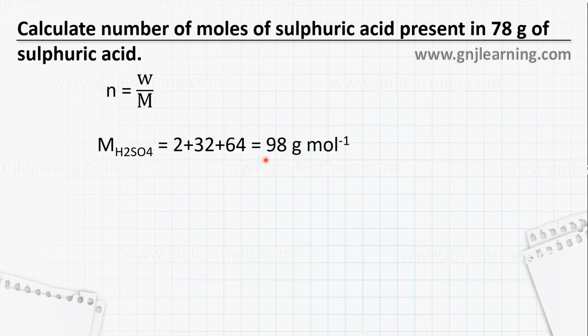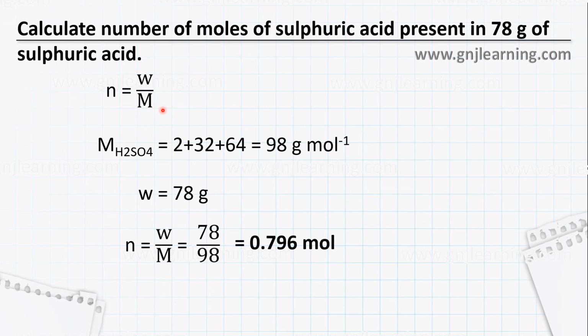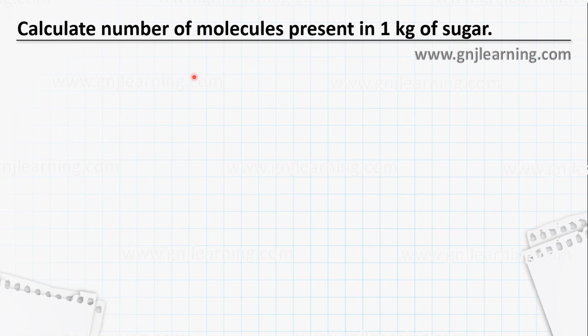So first you will get 98 u, because you are calculating the molecular mass first, then you are converting that into molar mass. If you are expressing that molecular mass in gram per mole, then it is its molar mass. So you have the mass, you have the molar mass here. You just substitute them, and you will get the number of moles, which is 0.796 moles.